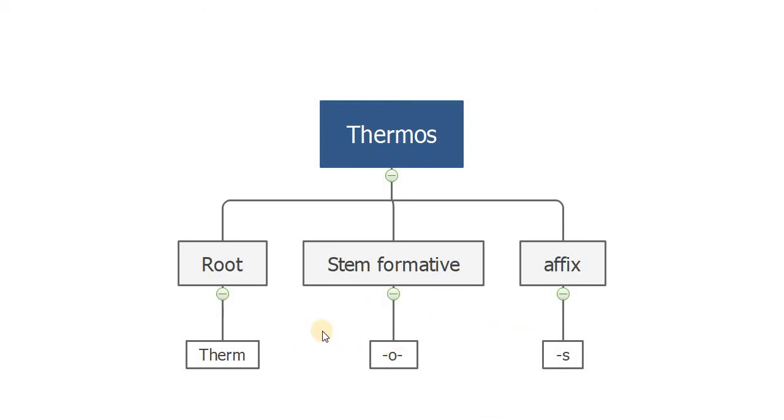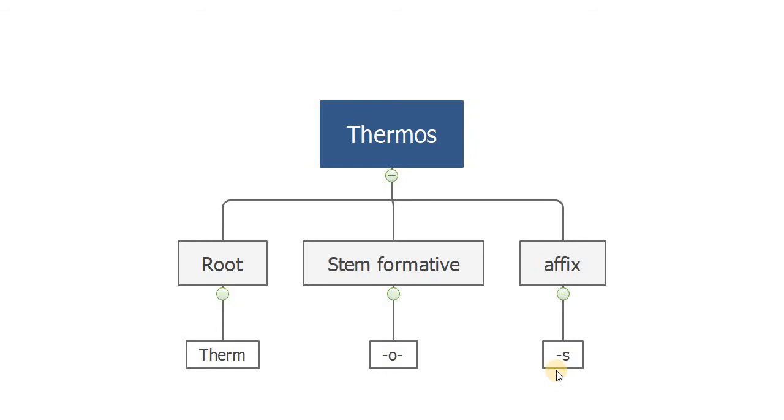Now, this s cannot be directly attached to the root word without the stem formative. Therm again has got something to do with temperature, right? Thermos means warm or hot. Therm means something which has to do with temperature. The root meaning of therm is heat. When you add o and s to it, it becomes hot or warm. So, heat becomes hot or warm. That is the difference there.